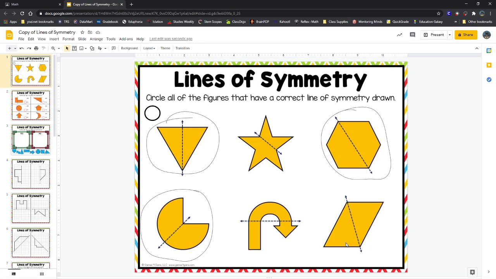Now, these three shapes, the ones that we didn't circle, those ones don't have the correct line of symmetry. Who can tell me what's wrong with the star? How did they mess up the line of symmetry here? Or why is it messed up? What's wrong with it? Bailey? What's wrong with that star's line of symmetry? Bailey with the B.